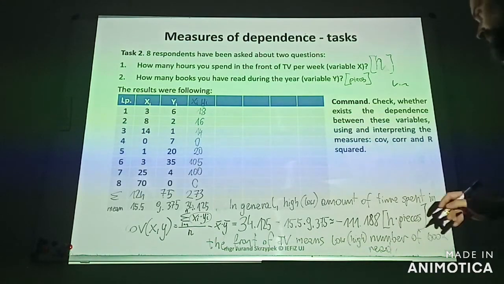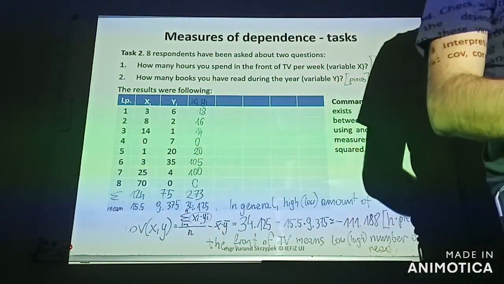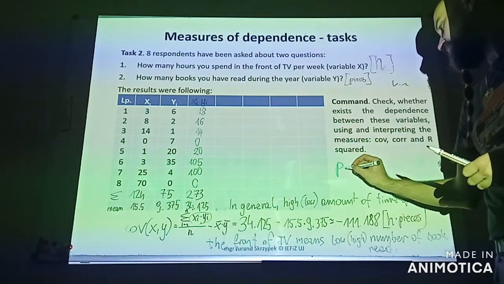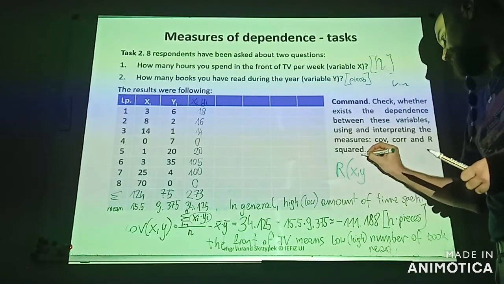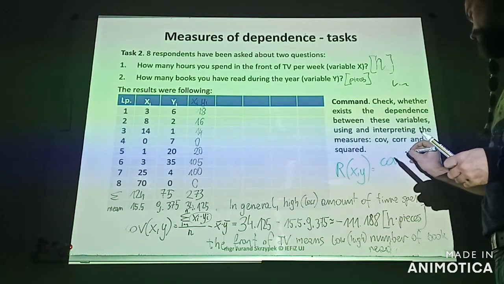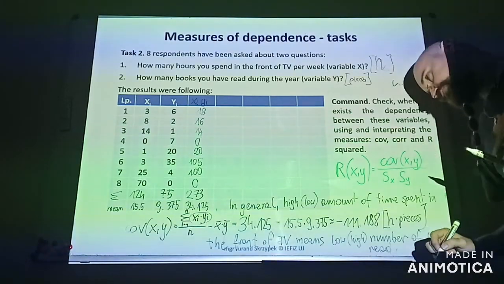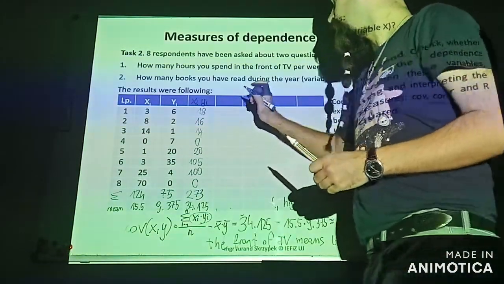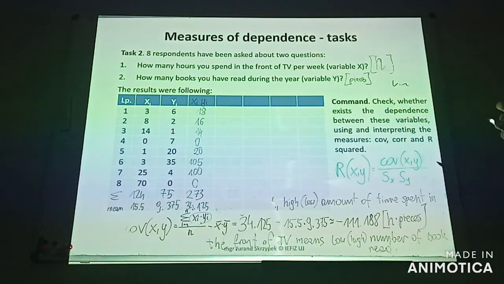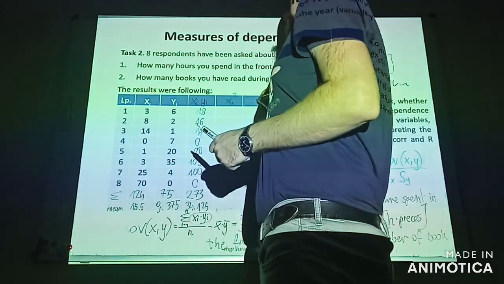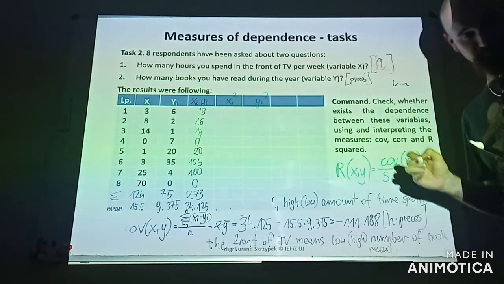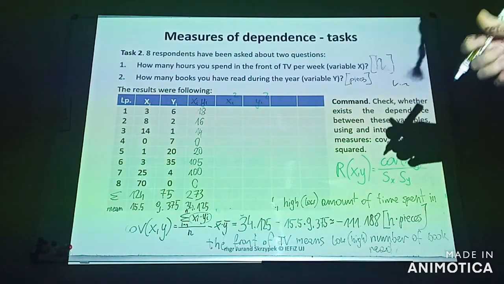Okay. The second measure is the coefficient of correlation. As you remember, this is the ratio between covariance and the product of standard deviations. We need standard deviations of time spent in front of TV and number of books read. So here I need squared values of both variables. It's very easy.